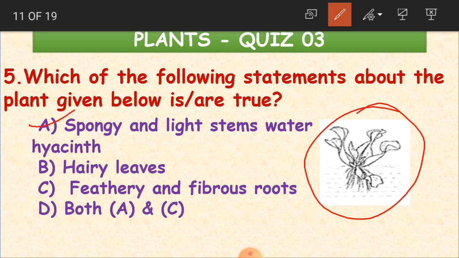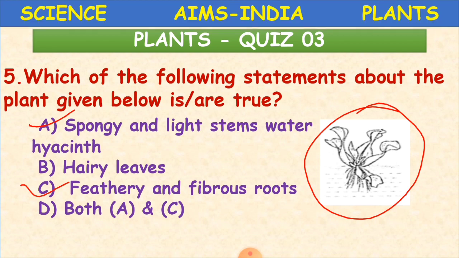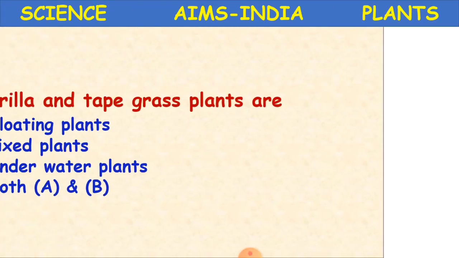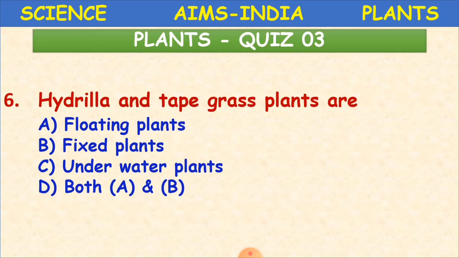A is spongy and light stems, C is feathery and fibrous roots, so D option goes with both A and C. Which is the correct answer? Can anybody guess, children? Yes, it is A and C. Water hyacinth has spongy and light stems, and it also has feathery and fibrous roots. Clear, children?